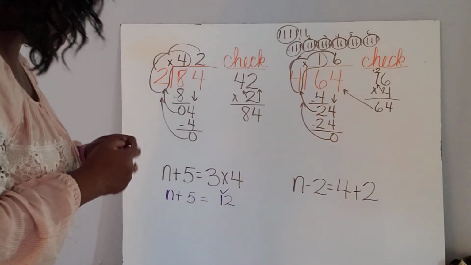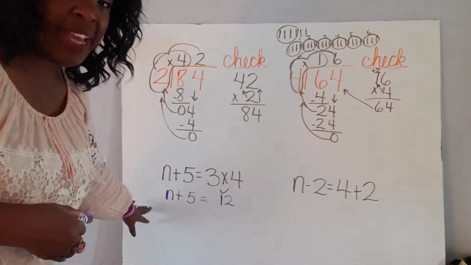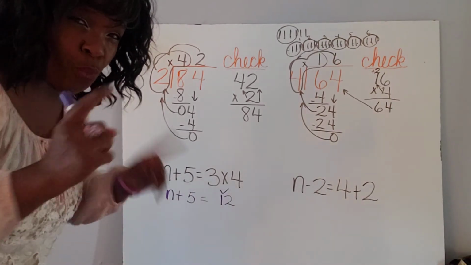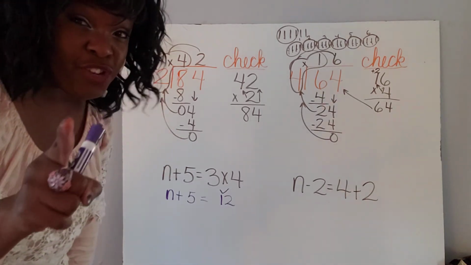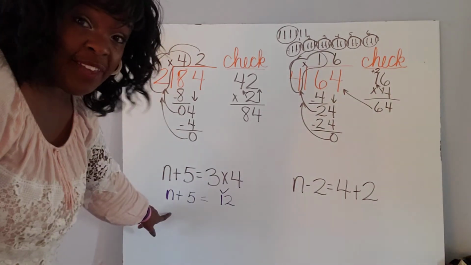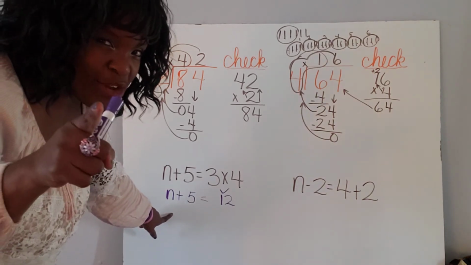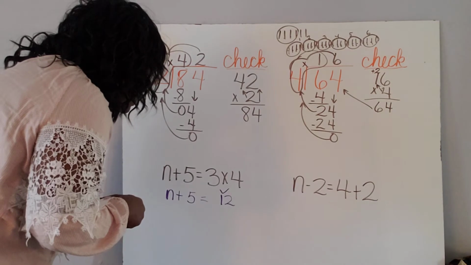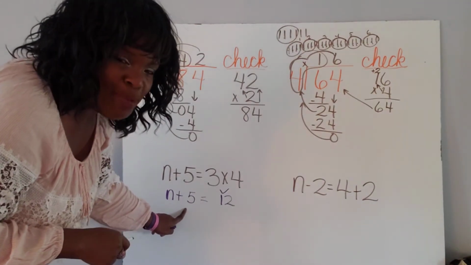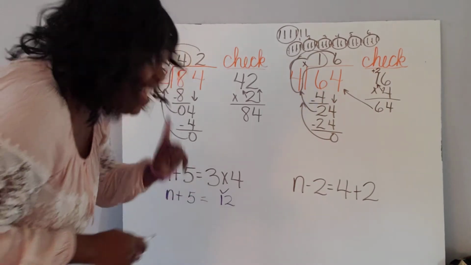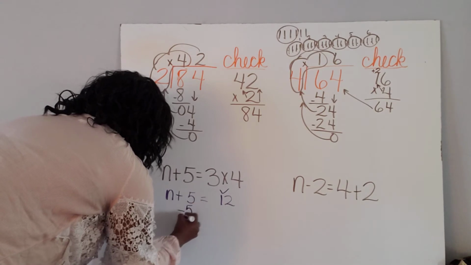Now, we still have that n plus 5, but we're not going to get rid of the n because we have to figure out what that n is equal to. What number is hidden underneath that n? The way that we're going to do that is to actually get rid of our 5 so that n can be by itself and we can figure out what that secret missing number is. So let's get rid of 5. If we have a plus 5, what is the opposite process of addition? Subtraction. So we have to subtract 5.